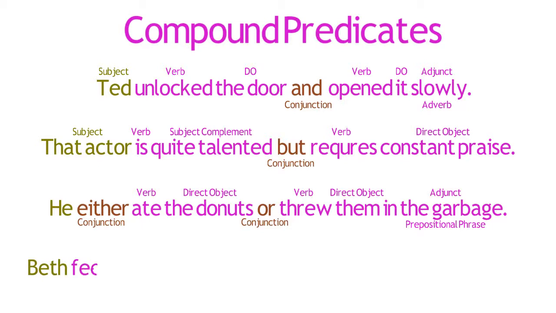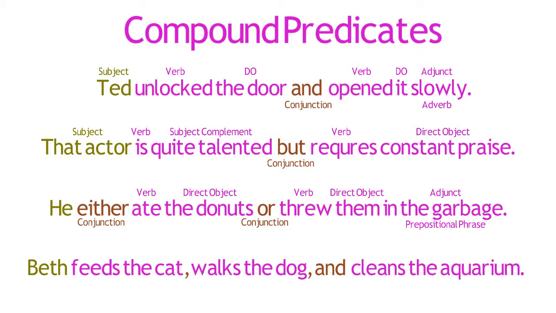As a final example, in this case, the compound predicate includes three verbs, feeds, walks, and cleans, connected by the conjunction and. As usual in a construction containing three or more parts, commas are used as separators after the first and second parts to make the sentence more readable.